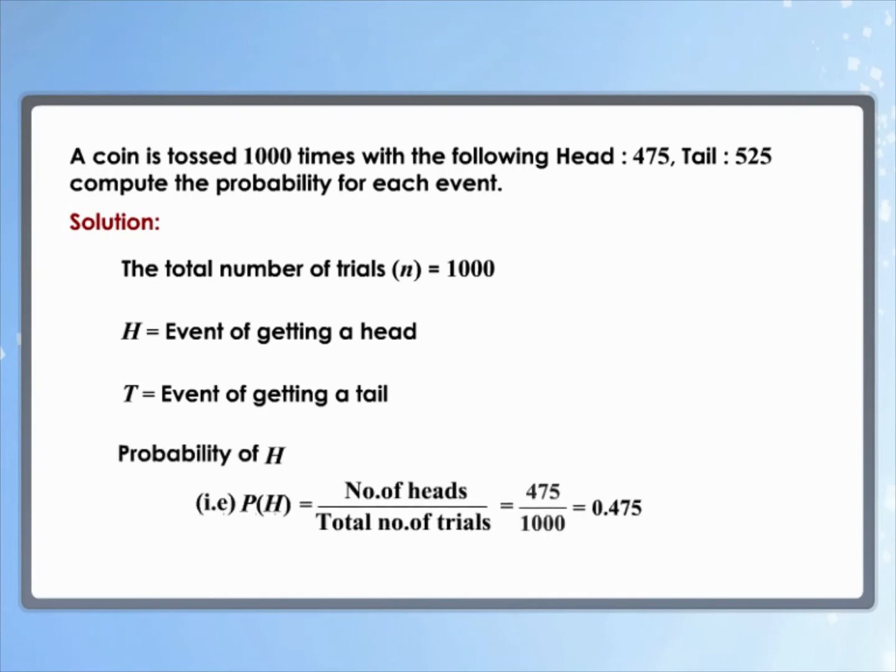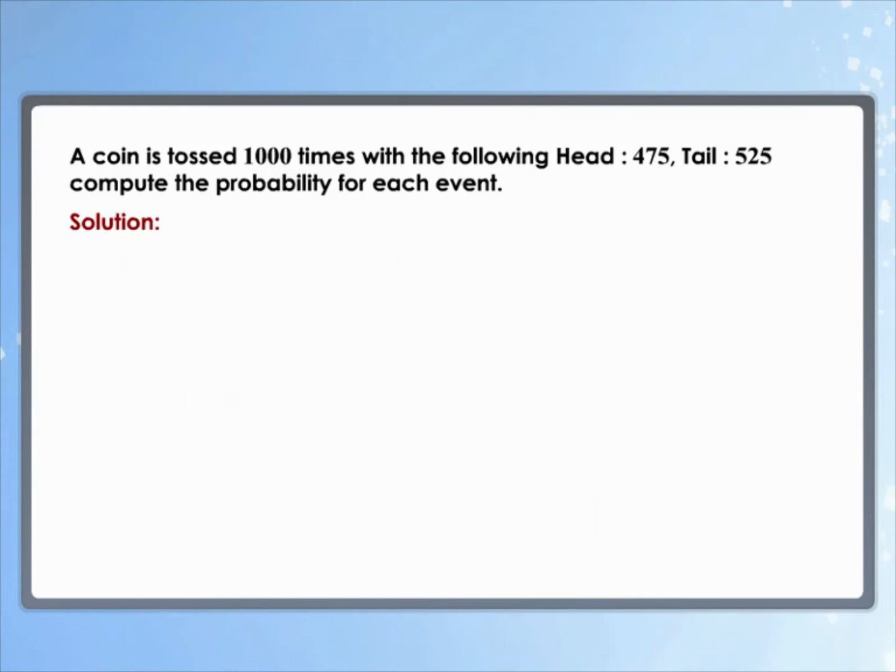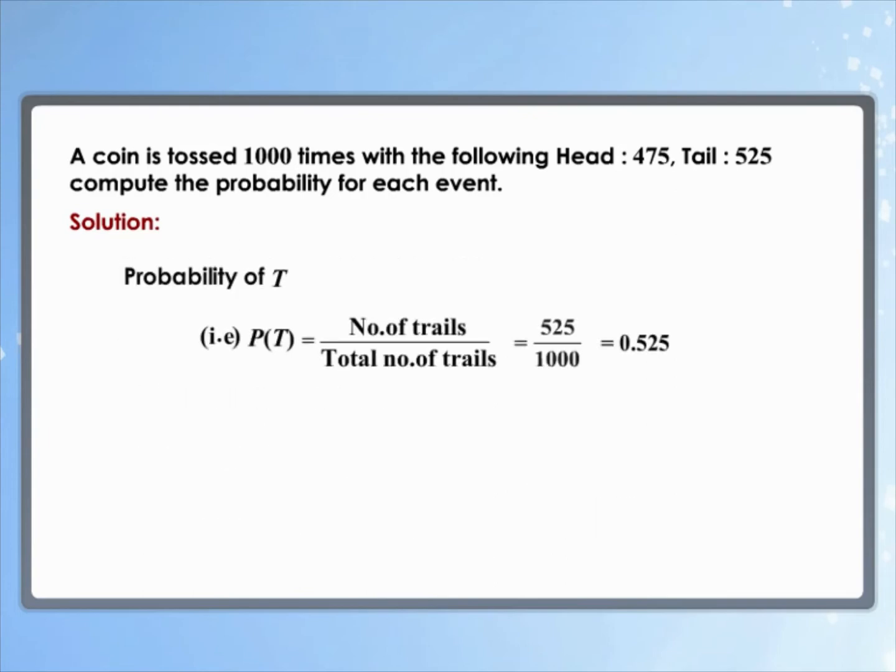Therefore, probability of H is number of heads by total number of trials. That's equal to 475 by 1,000, which is equal to 0.475. Probability of T is number of tails by total number of trials. That is equal to 525 by 1,000, which is equal to 0.525. Adding both the probabilities, we get 1. So H and T are the only two possible outcomes of each trial.